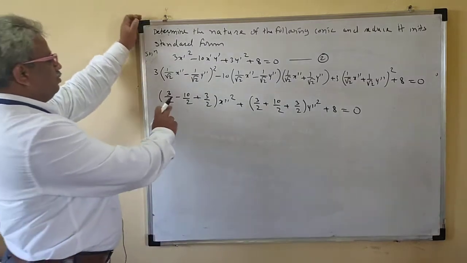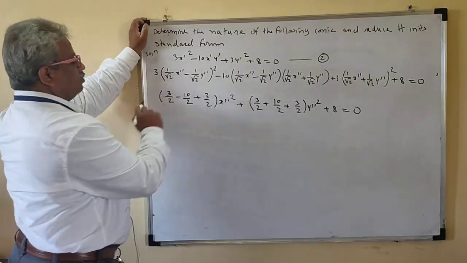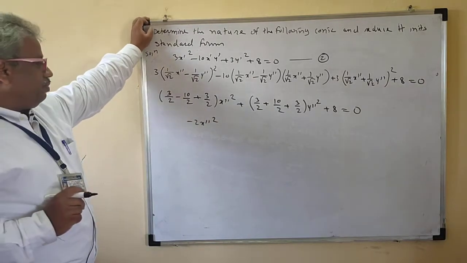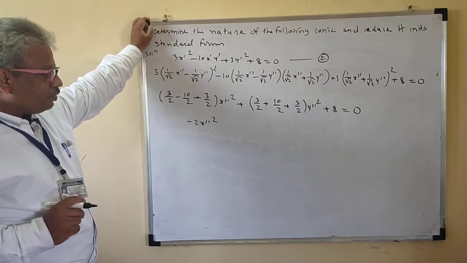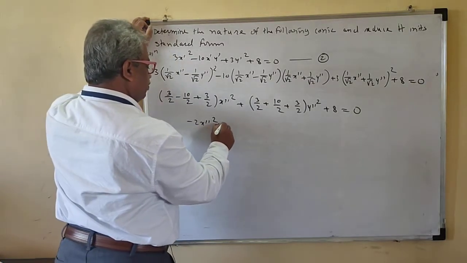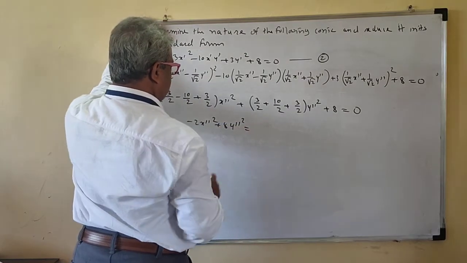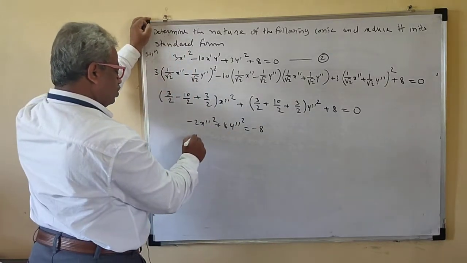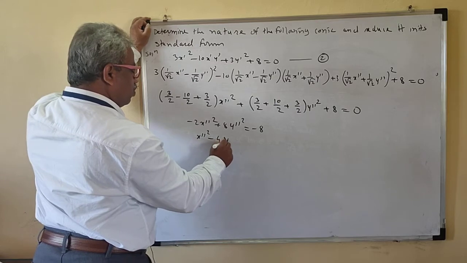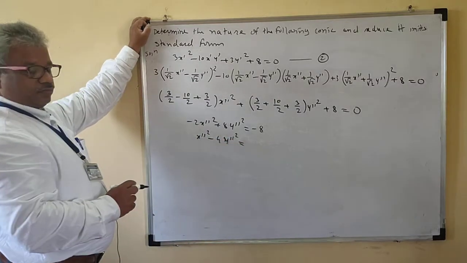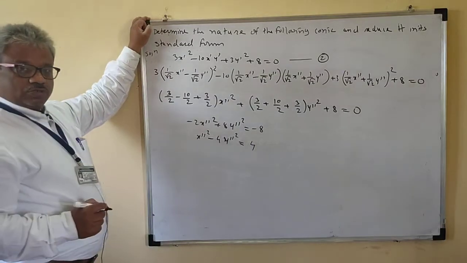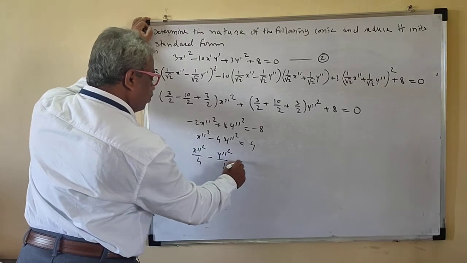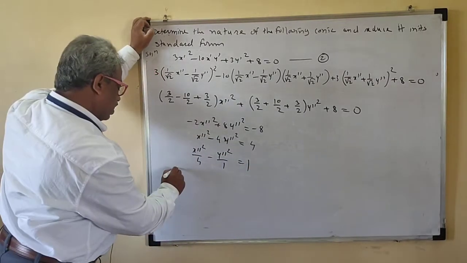So now we'll collect this. This is 6 minus 4 by 2, so this is minus 2, minus 2 x double prime square. Now here this is 16, so this is plus 8 y double prime square, is equal to minus 8 now. So this is x double prime square minus 4 y double prime square, and this is 4 now. So this is x double prime square upon 4 plus y double prime square upon 1 is equal to 1.